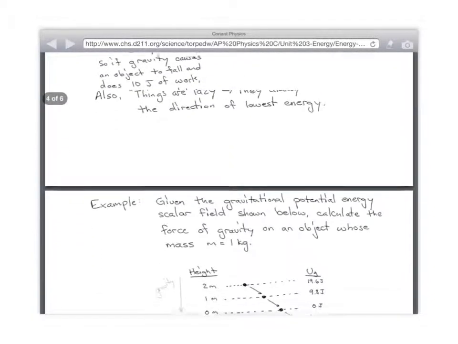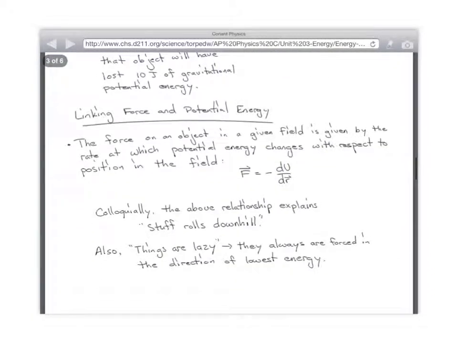Okay, force and potential energy. This is the connection I was looking for. F equals negative dU over dr. What the heck does that mean? Why are there little arrows on top of the F and the dr? Vectors. Which way does the force vector point? The direction of acceleration. What if there's no acceleration? Where the field is pointing.